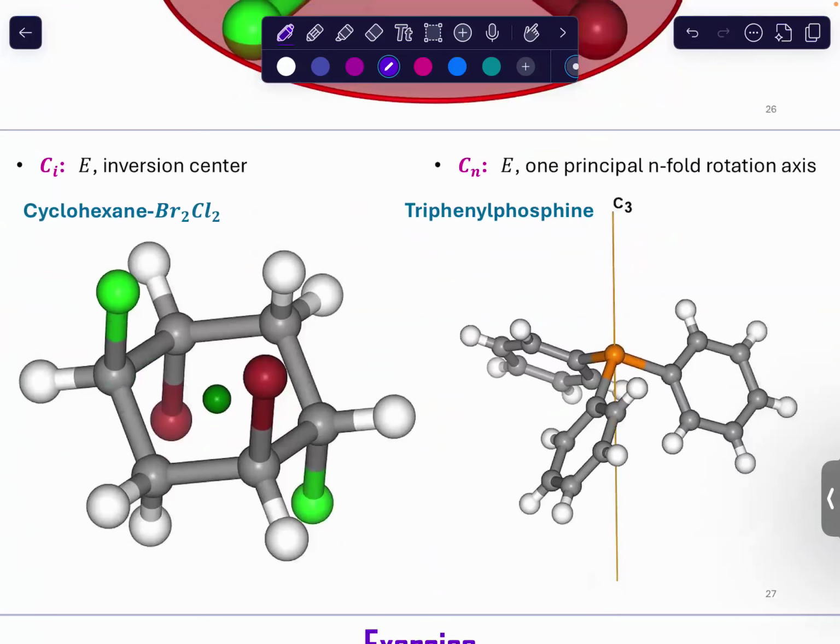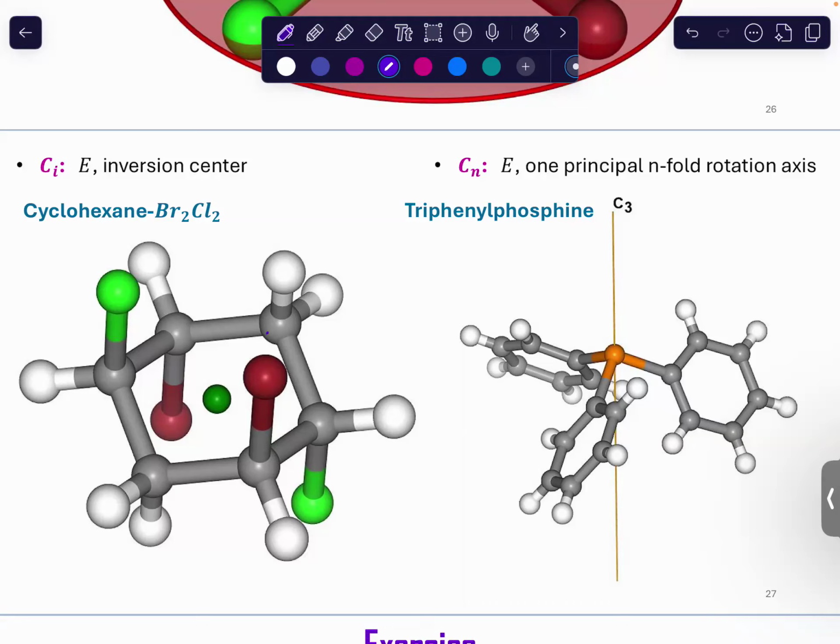Your next point group, and here's the first time we really looked at this, your Ci point group. Every single point group tells you the symmetry of groups of molecules. Your Ci is E and an inversion center. That's why the subscript is i. Let's look at the inversion center. Do you remember what that means? It's like if you turned it inside out. Every single atom on there will reflect through there.